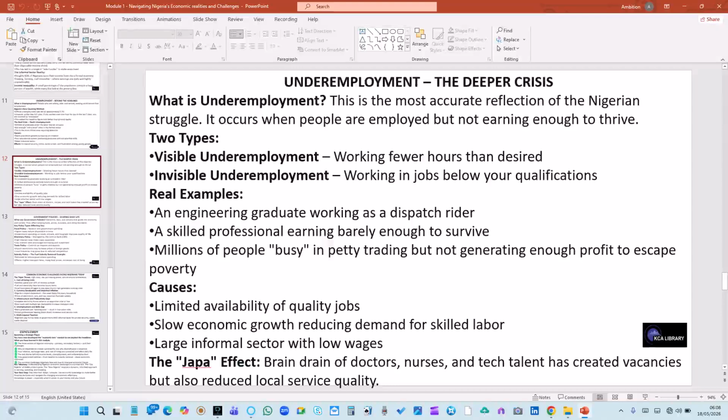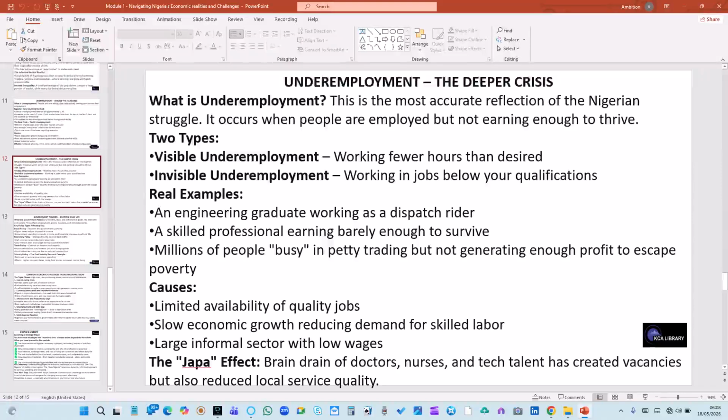We have visible underemployment, that is working fewer hours than desired. Then we have invisible, which entails working a job below your qualification. Real examples include an engineering graduate working as a dispatch rider. Another example is a skilled professional earning barely enough to survive. Millions of people are busy in petty trading but not generating enough profit to escape poverty.